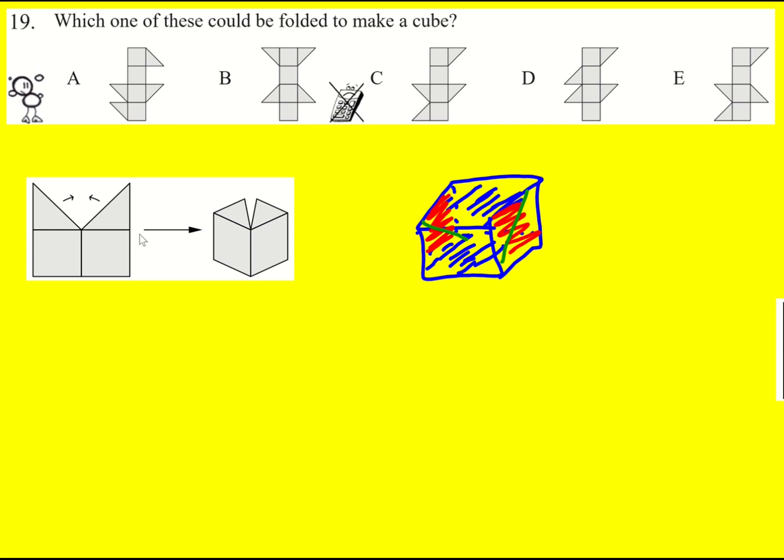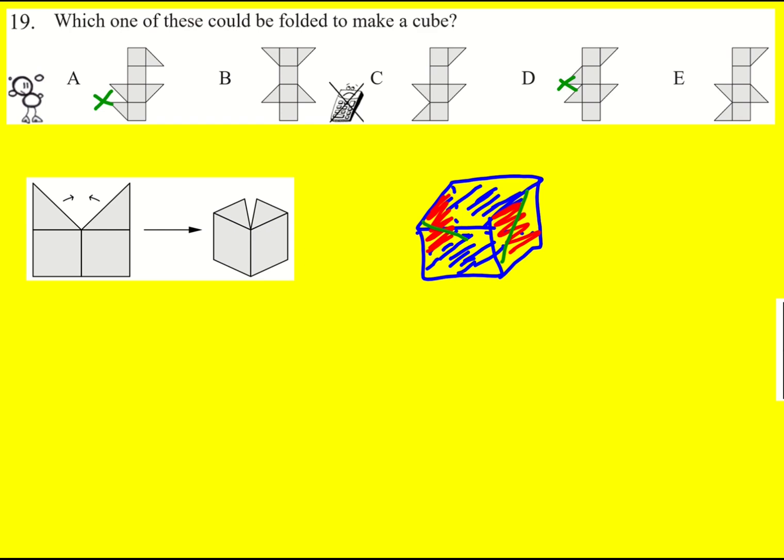But basically, if we get two triangles like this next to each other, then that's going to be okay. But if they're facing opposite ways, that is not okay. So we can rule out this one, and this one, for example, because of that.